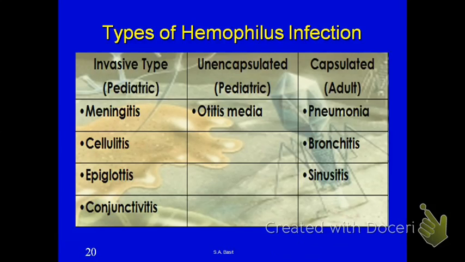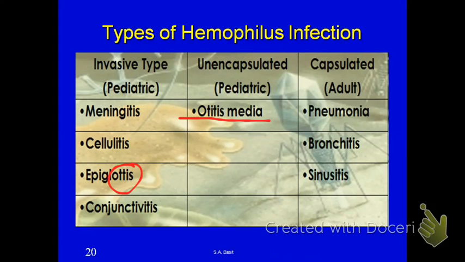As I've told you before, the invasive types are the ones that could cause pediatric infection. So this would be meningitis, cellulitis, epiglottitis. Take note of the spelling, kindly check this one. Then conjunctivitis. Those that are not encapsulated would cause mostly otitis media, or the infection of the middle ear.